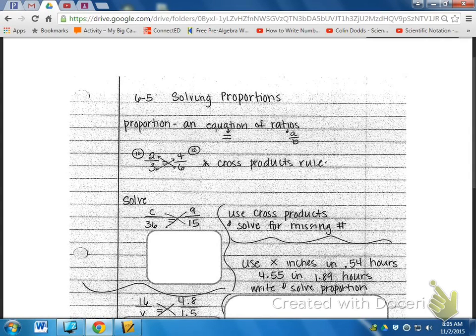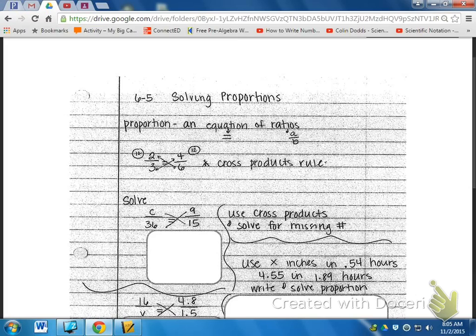Lesson 6-5, solving proportions. So everything we did last week is leading up to this. Proportions are an equation, that means there has to be an equal sign, of ratios. And we learned last week ratios are a comparison of two numbers, and we looked at ratios as fractions in simplest form. So basically an equation of two equal fractions. That's what a proportion is.